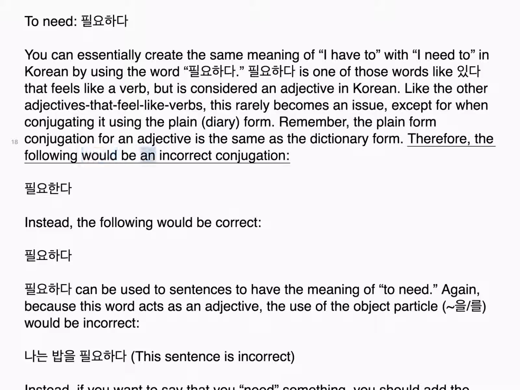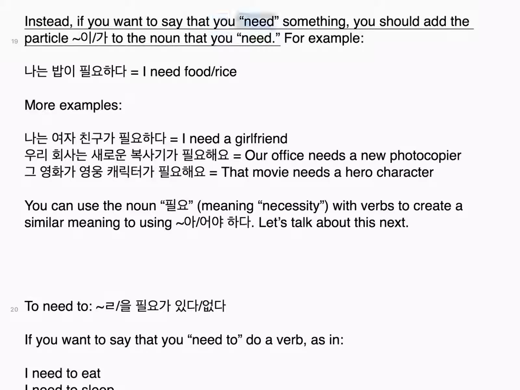Therefore, the following would be an incorrect conjugation: 필요한다. Instead, the following would be correct: 필요하다. 필요하다 can be used in sentences to have the meaning of to need. Again, because this word acts as an adjective, the use of the object particle 을 would be incorrect. 나는 밥을 필요하다. This sentence is incorrect. Instead, if you want to say that you need something, you should add a particle 이/가 to the noun that you need. For example, 나는 밥이 필요하다. I need food, rice.